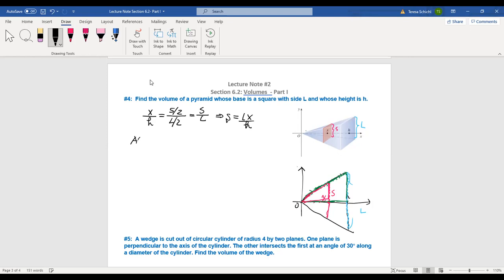Okay, so now the area will be, let me color code that. So the area is this pink area we want to find. So what is the area? Because this is the square, right? So we just know the area will just be S squared. So what is S squared? It will just be L squared X squared over H squared. All right, so now the volume here. Now, after we do that, it's pretty easy. It's the integral of L squared X squared over H squared dx here, right?